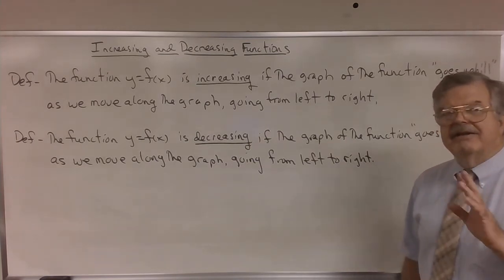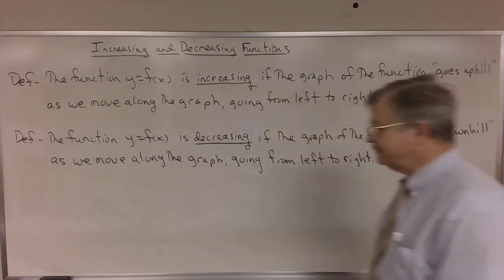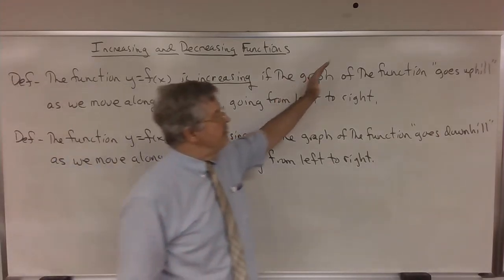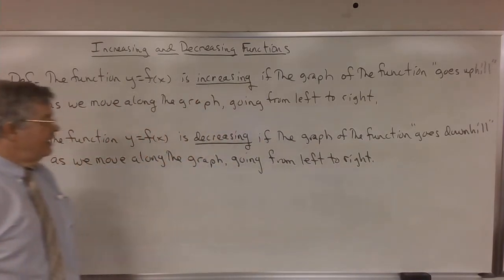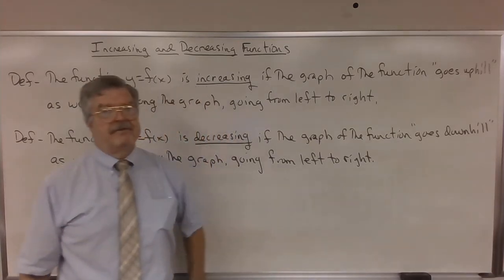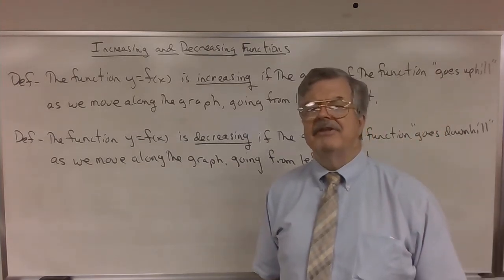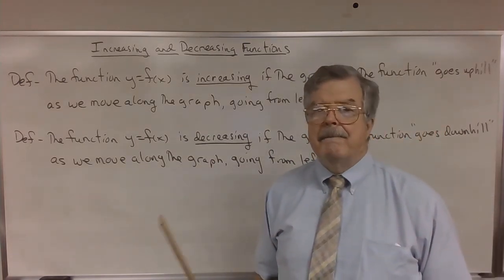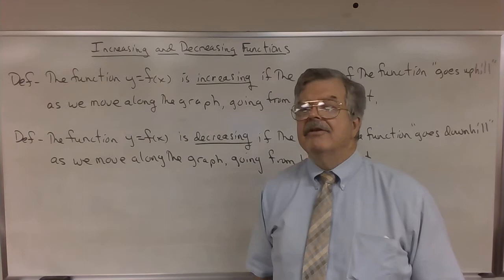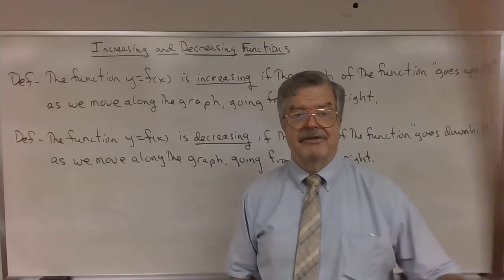Notice in each case, we're moving from left to right. As we move along the graph from left to right, if the graph goes uphill, the function's increasing. If we move along the graph going from left to right and the graph goes downhill, the function's decreasing. They're pretty simplistic definitions, but for the sake of intuition, they serve the purpose perfectly. So let's take a look at some graphs of functions and identify them as increasing and decreasing, okay?